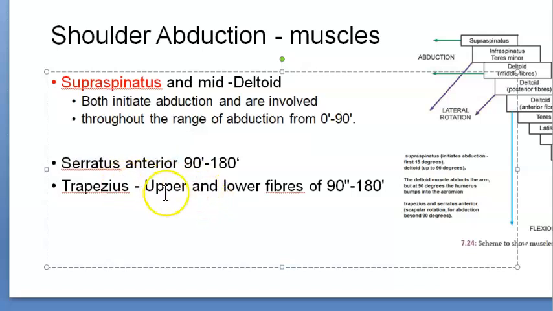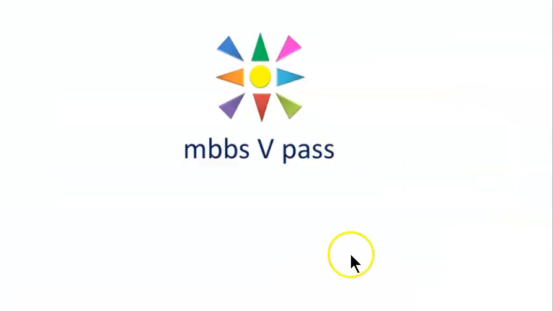After this 90°, who takes over? Serratus anterior. If you want to go even more, then you can use trapezius. Serratus anterior and trapezius, beyond 90°. Very good. So, who should you focus on now? See, supraspinatus tendinitis has happened now.